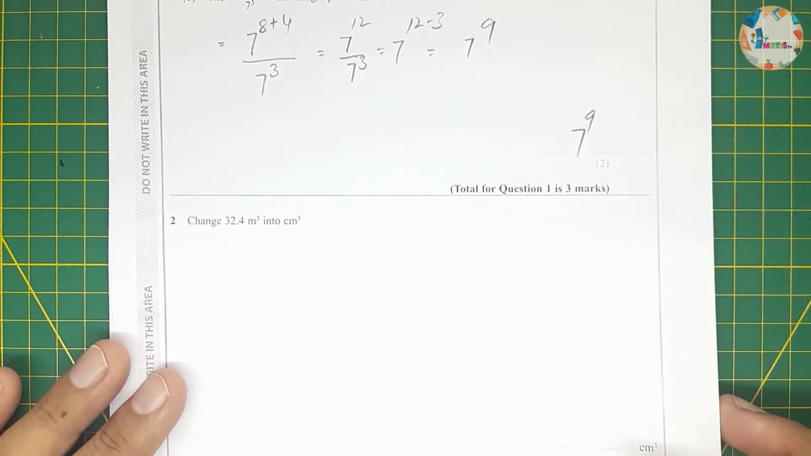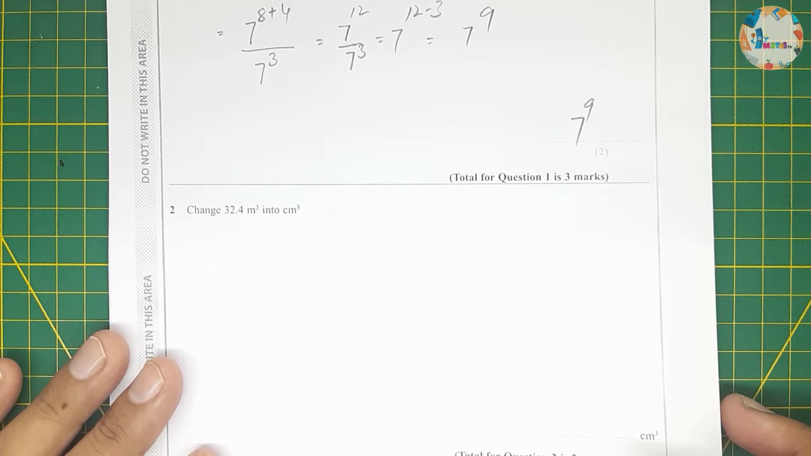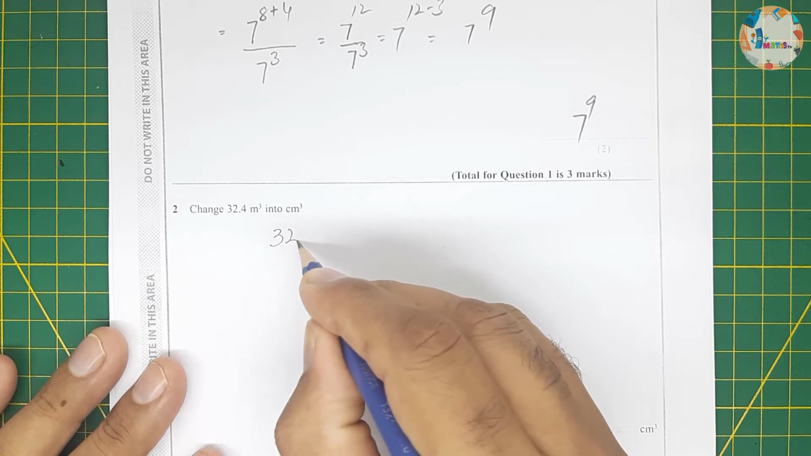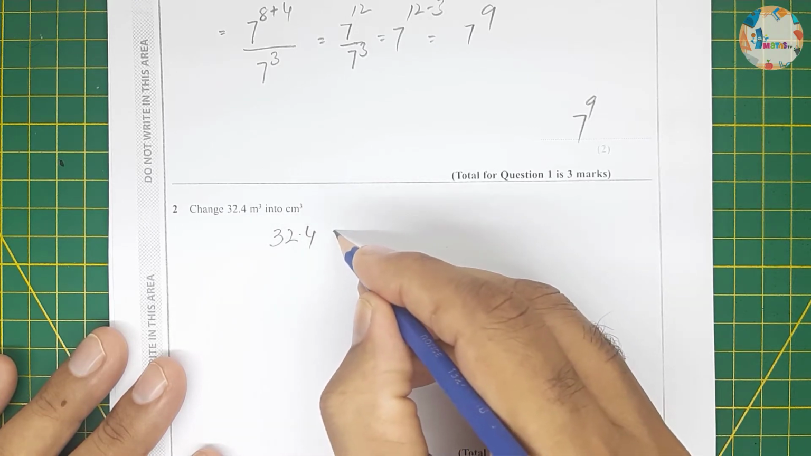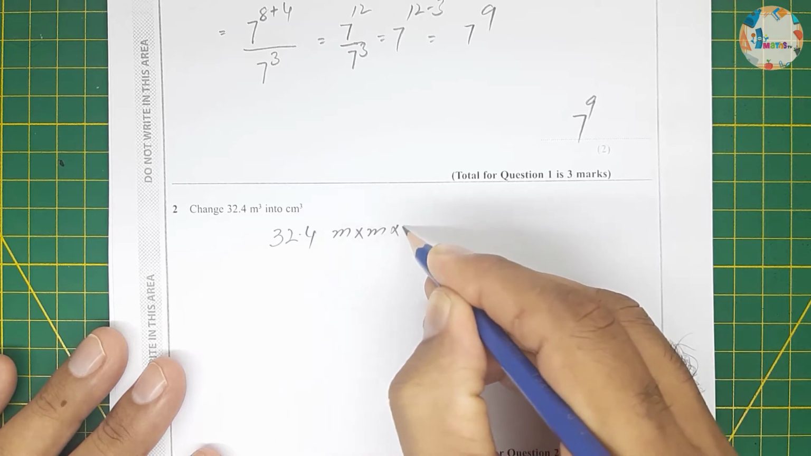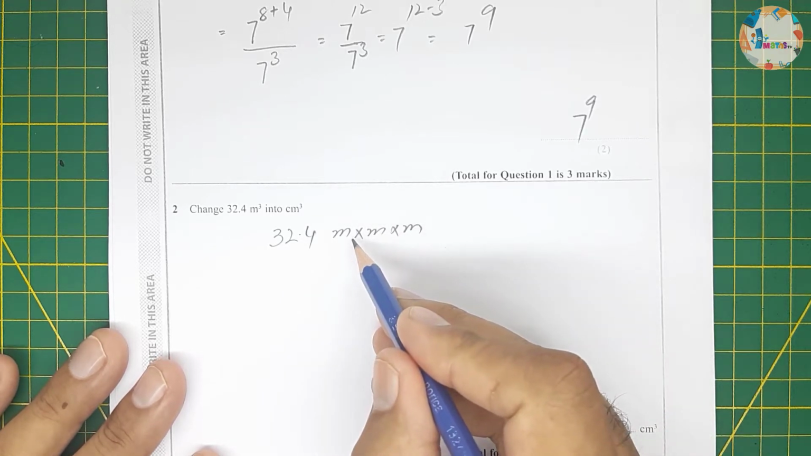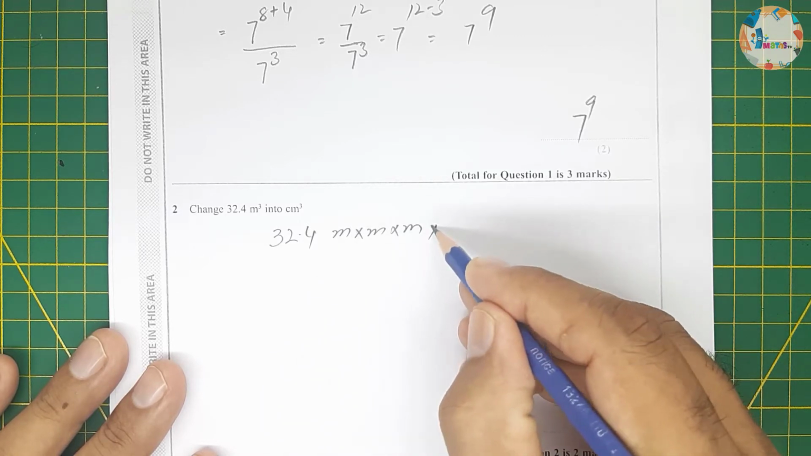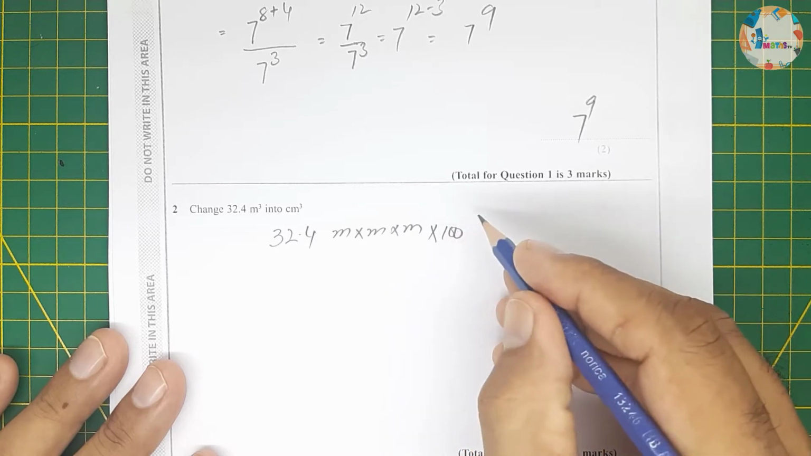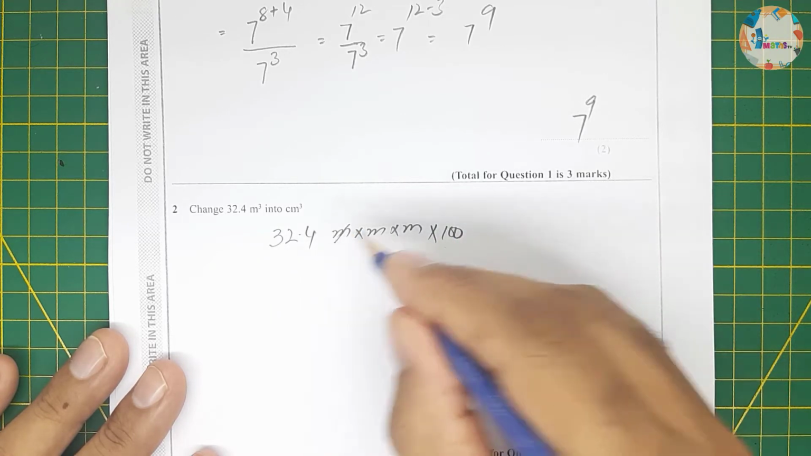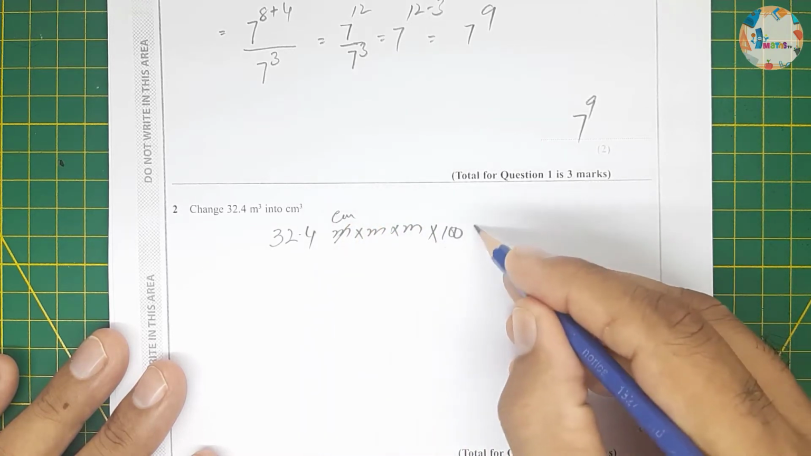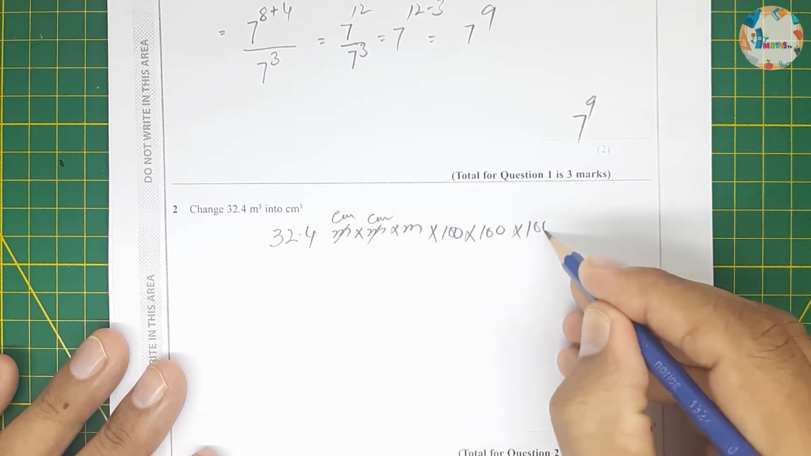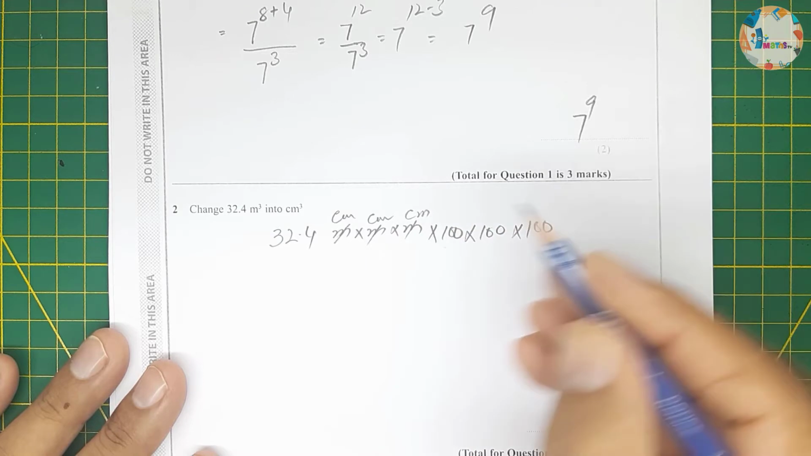Now this is question number 2. Change 32.4 meter cube into centimeter cube. So we will write this as 32.4 meter cube. It means meter into meter into meter. So meter will be changed into centimeter by multiplying it by 100. So this will be multiplied by 100, and this will be changed to centimeter. This one, once more 100, this one also will change to centimeter. One more time 100, and this will also change to centimeter.